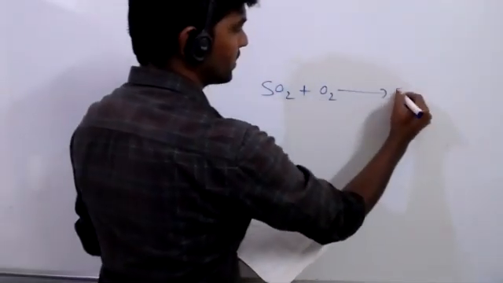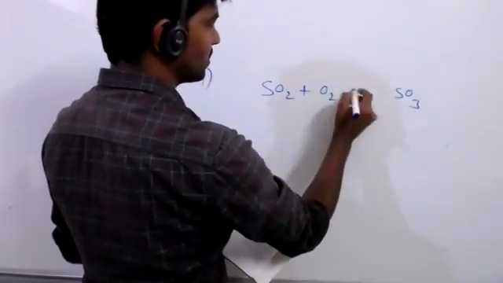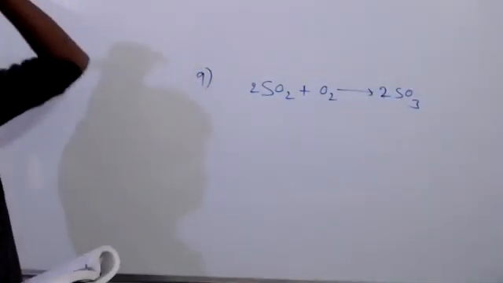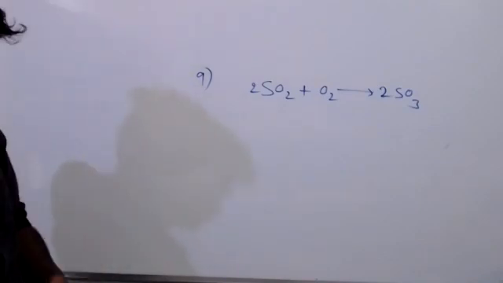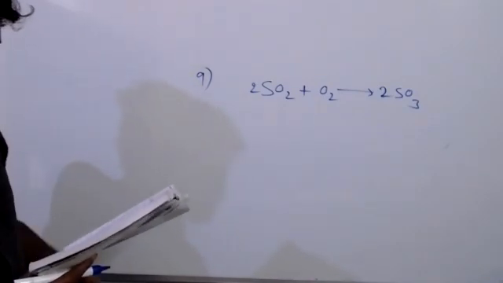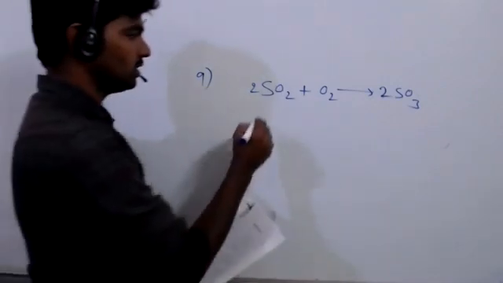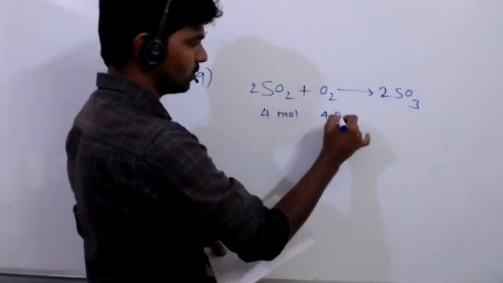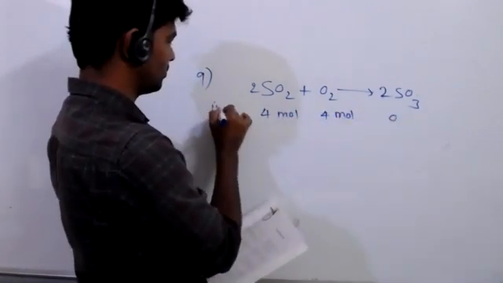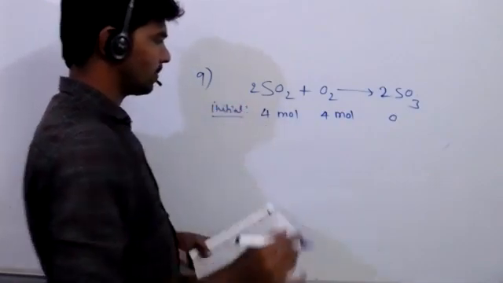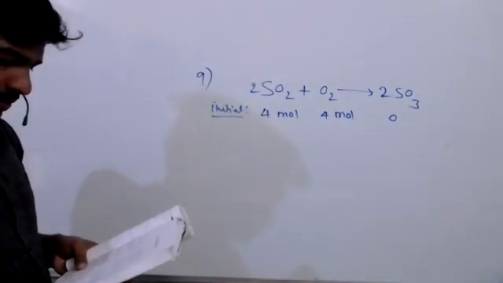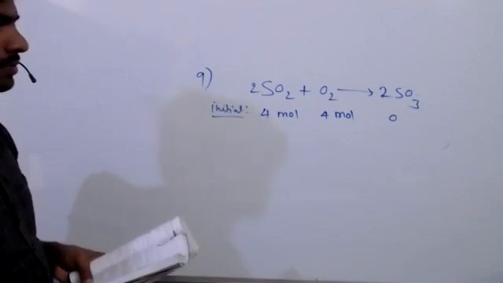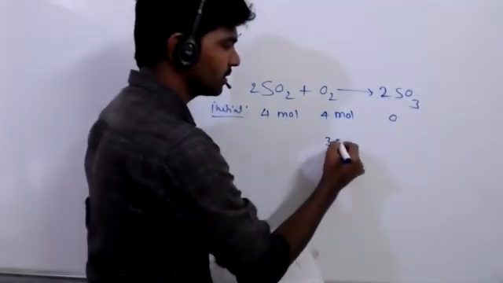SO2 plus O2 gives SO3. Balance the equation: 2SO2 plus O2 gives 2SO3. Initially 4 moles of SO2, 4 moles of O2, and 0 of SO3. 25% of O2 is reacted, so now 3 moles are left out. So 3 moles of O2 is left.